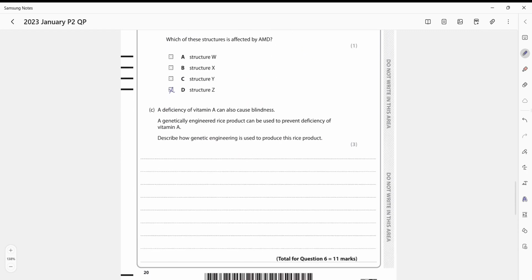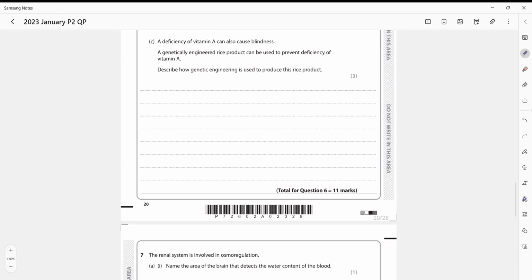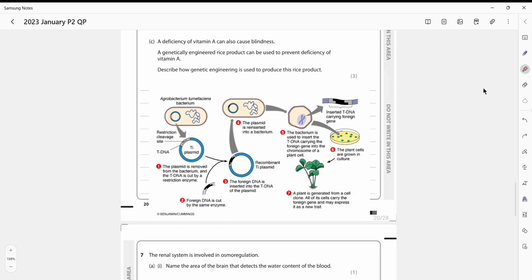All right, part C. A deficiency of vitamin A can also cause blindness. A genetically engineered rice product can be used to prevent deficiency of vitamin A. Describe how genetic engineering can be used to produce this rice product. Okay, so I've included a diagram here that can help visualize everything. A lot of this is very term heavy, but I'll let you know the things that you do need to know. So number one, bacteria have plasmids in them. And this is the plasmid here. These plasmids are able to contain genes, and then we can insert these genes into the bacteria.